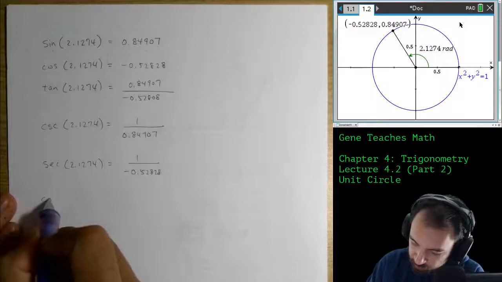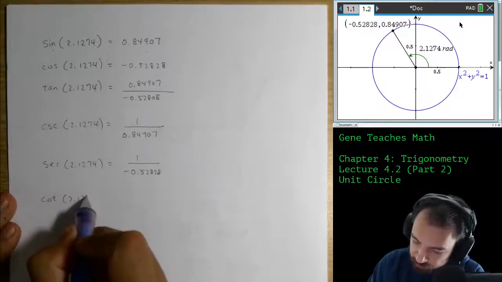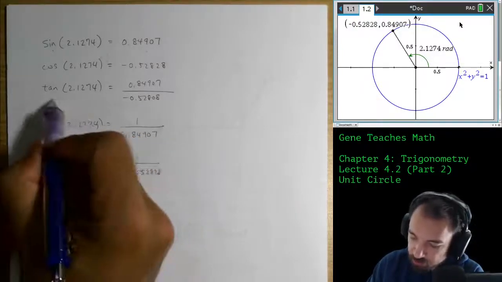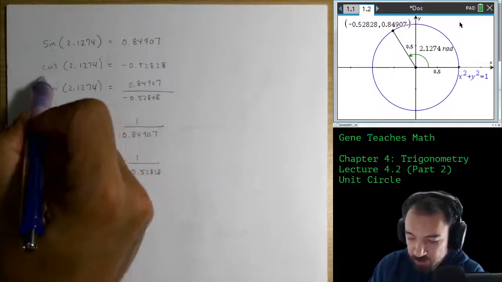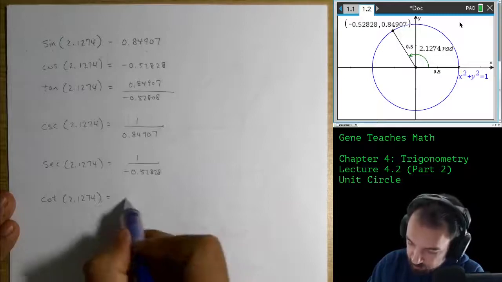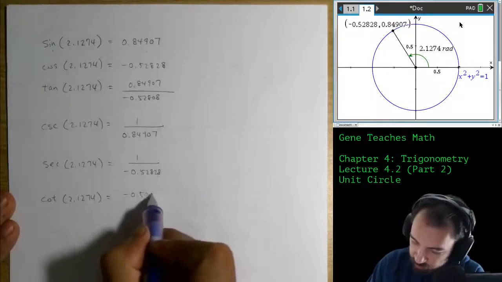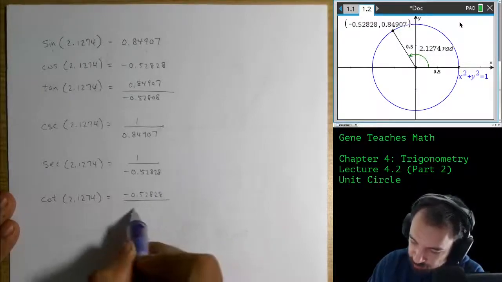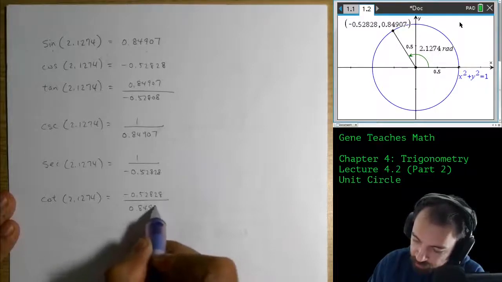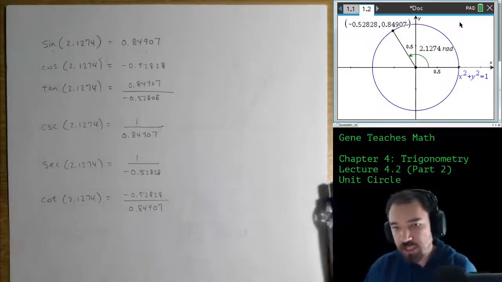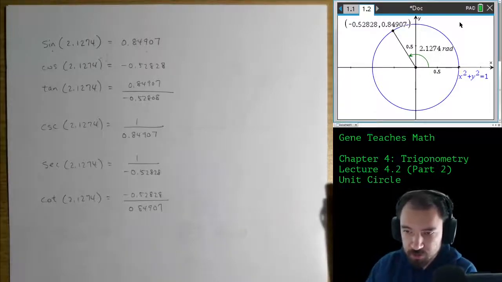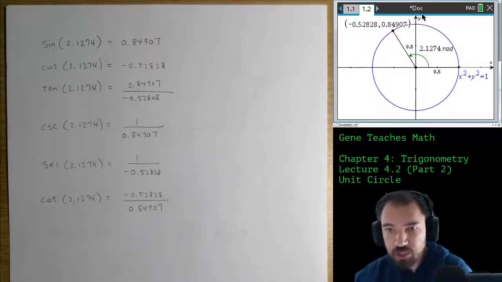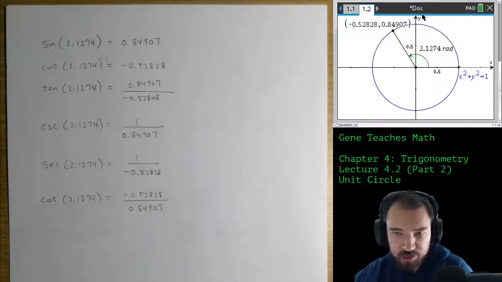Then finally, cotangent of 2.1274 is the reciprocal of the tangent of 2.1274, or I can think about it now as cosine over sine. So this is going to be negative 0.52828 divided by 0.84907. So cool, we've satisfied the definitions to evaluate these 6 trigonometric functions, but that's not particularly interesting to us. Let's think about something a little bit more useful, perhaps.